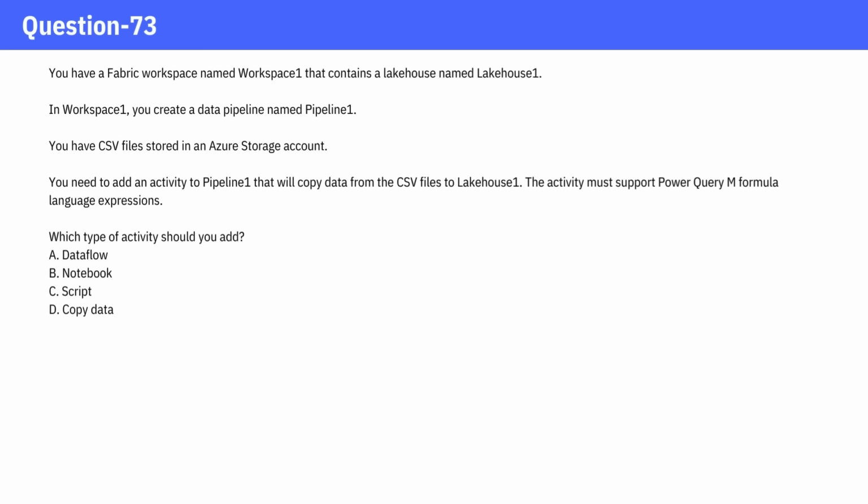Question 73. You have a Fabric workspace named Workspace 1 that contains a Lakehouse named Lakehouse 1. In Workspace 1, you create a data pipeline named Pipeline 1. You have CSV files stored in an Azure storage account. You need to add an activity to Pipeline 1 that will copy data from the CSV files to Lakehouse 1. The activity must support Power Query M formula language expressions. Which type of activity should you add? A. Dataflow. B. Notebook. C. Script. D. Copy data. Pause the video and give it a think and check the answer.